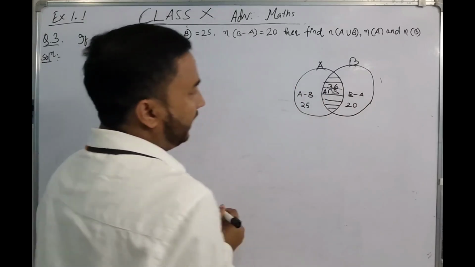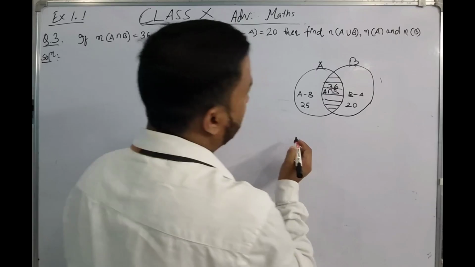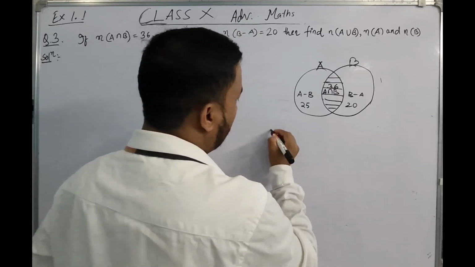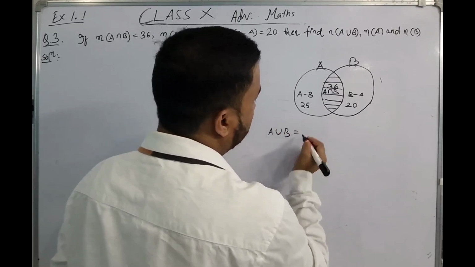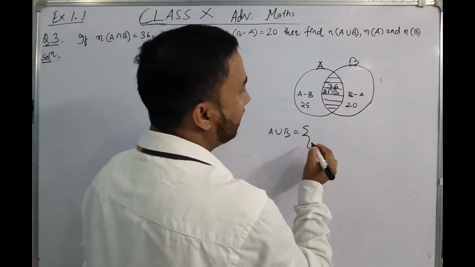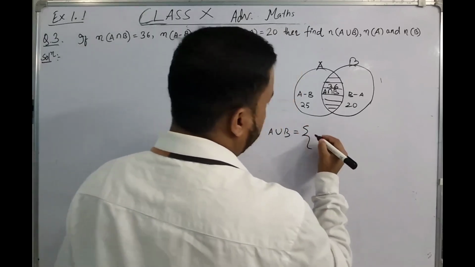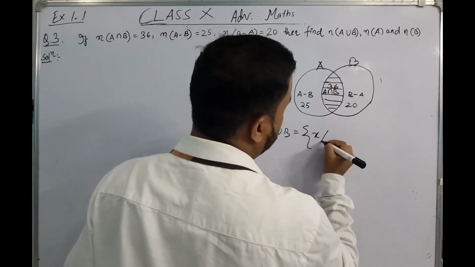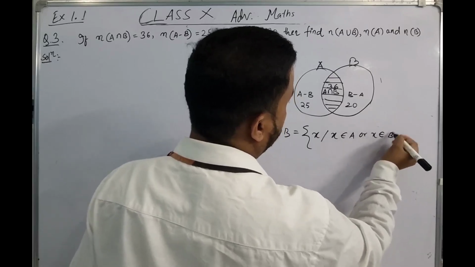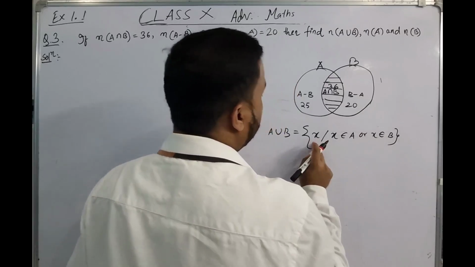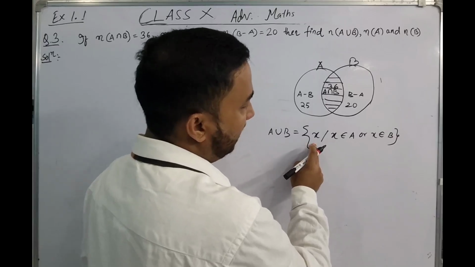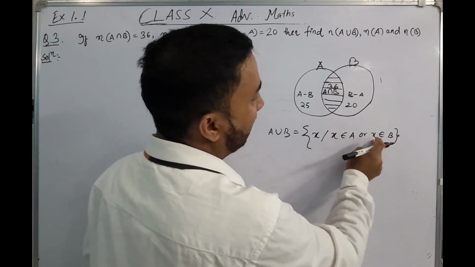Now, if we recall question number 2, then we have discussed what A union B is. A union B means the set where all the elements of A and B are present. A union B means X such that X belongs to A or X belongs to B. Here in A union B, an element X will be there if X belongs to A or X belongs to B.